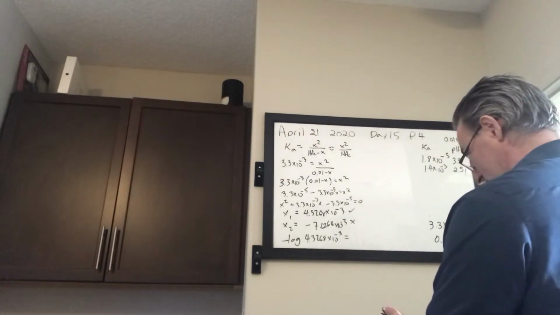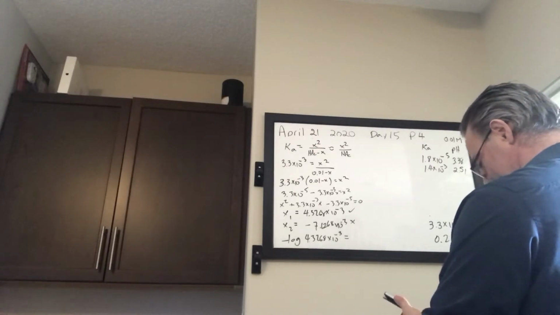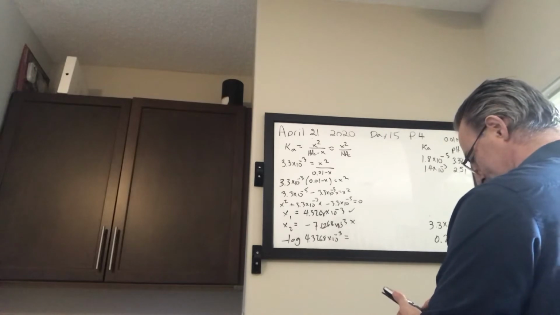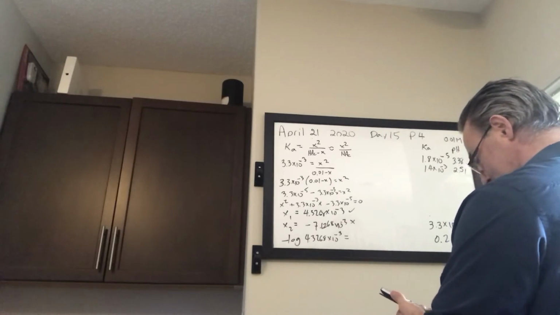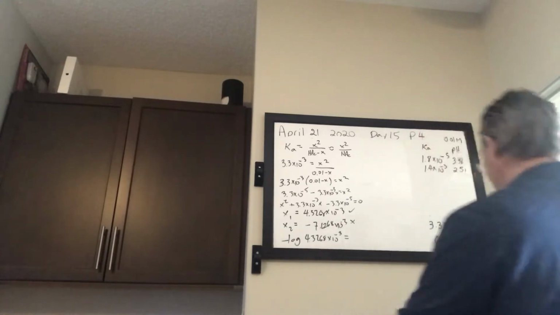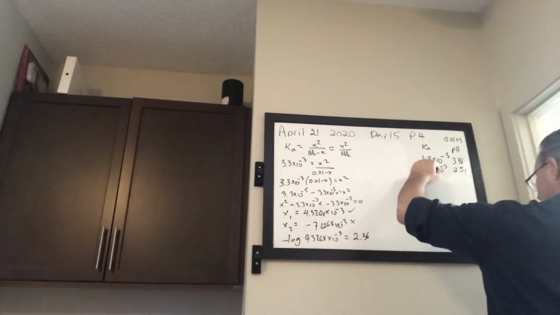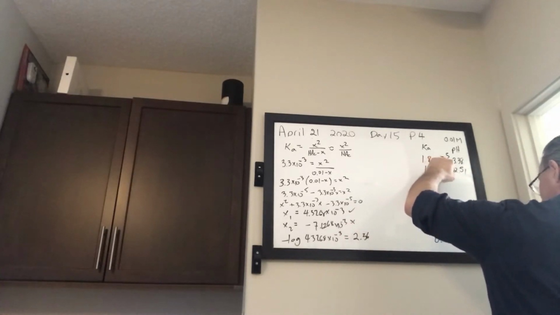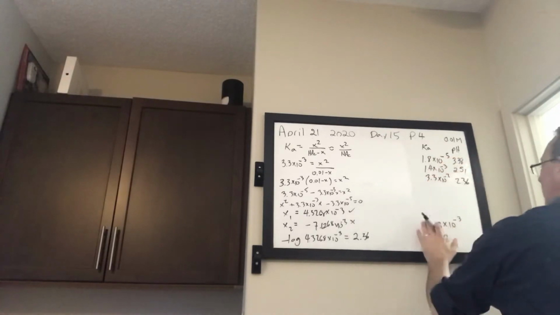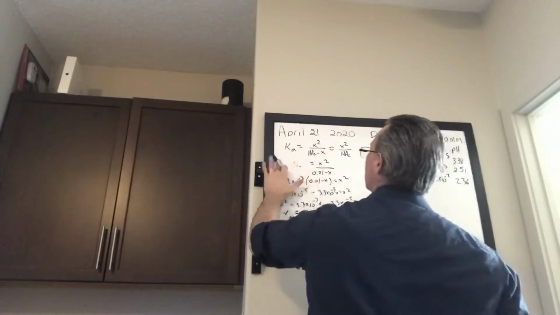So log of 4.3268 exponent negative 3 gives you a pH of 2.36. So for a Ka of 3.3 times 10 to the negative 3, you get a pH of 2.36. And finally, the last one with a Ka of 0.2.